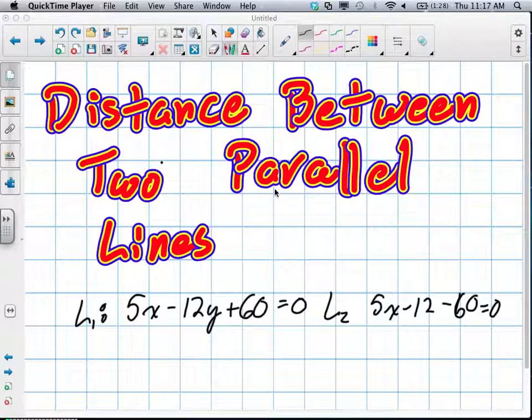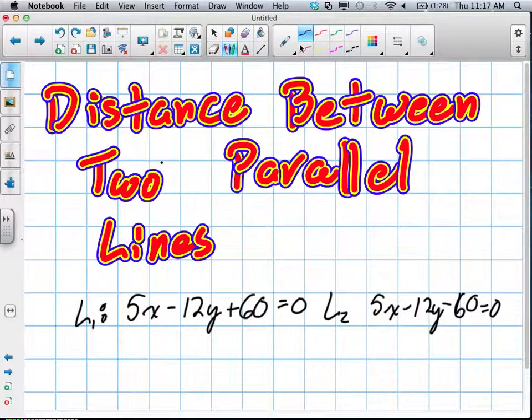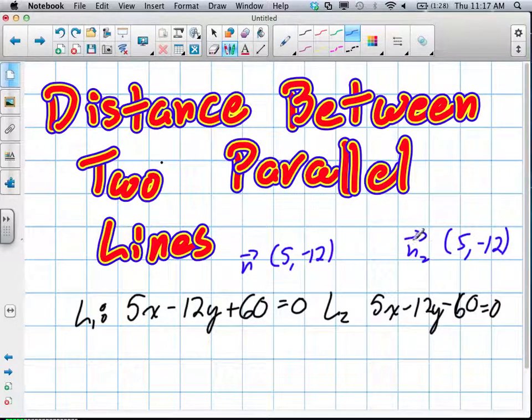Okay, distance between two parallel lines. They've given us two lines, and if we quickly take a look at their normals, the normal for the first one is 5, negative 12, and the normal for our second line is 5, negative 12. So we know these are parallel, but our d value, one's positive, one's negative 60, they're not coincident, which means there will be a distance between these two lines.